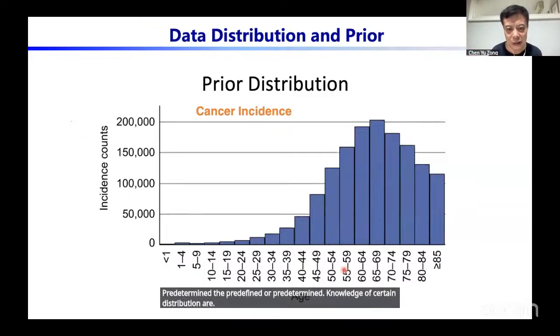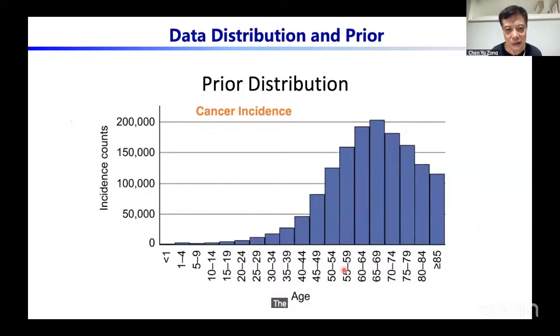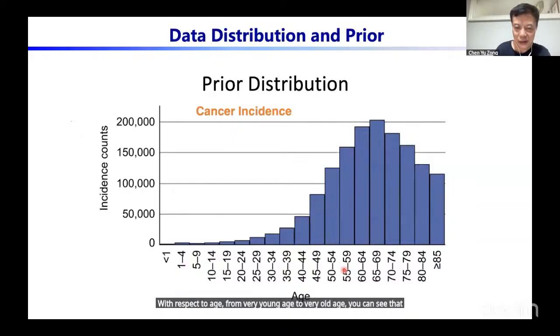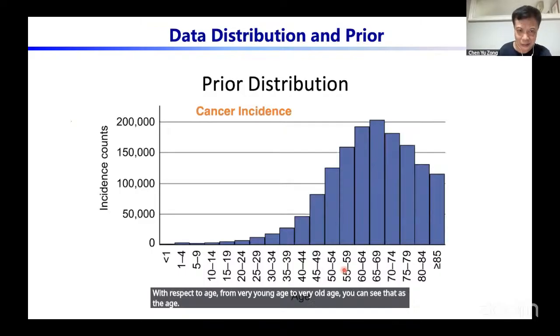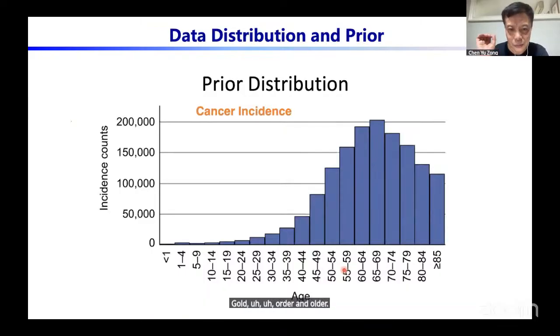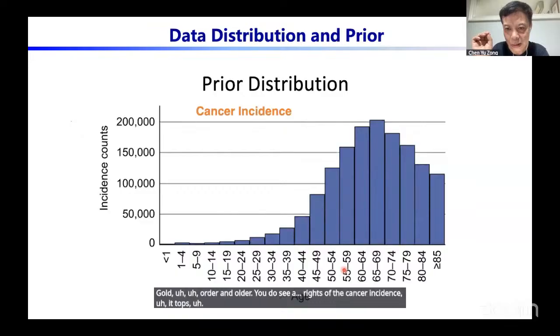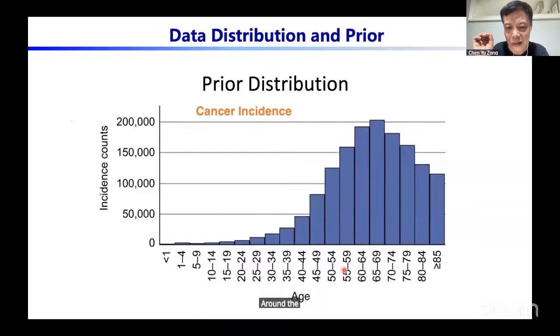In this particular example, we are talking about the cancer incidence of human beings with respect to age, from very young age to very old age. You can see that as the age goes older and older, you do see a rise of the cancer incidence. It tops around 65 to 69 years, and then it begins to drop.